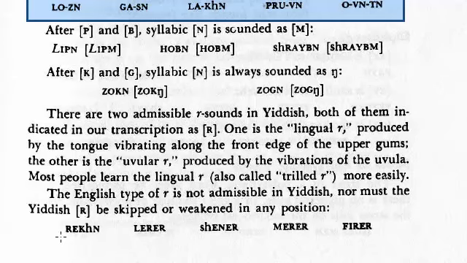So let me read these words here at the bottom. First with the first type of Reish. It's Rechen, Lehrer, Schener, Mehrer, Frier. And now the second type of Reish. Rechen, Lehrer, Schener, Mehrer, Frier.